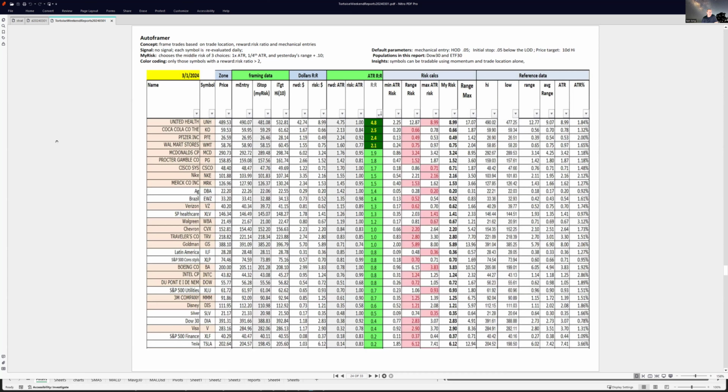I hope the professionals are short this thing and get squeezed to death. That's what I hope. All right, here's your Autoframer: United Health, Coke, Pfizer, and Walmart. I'm always interested in Walmart and Coke. I mean, have you been there lately? Have you seen the humanity?